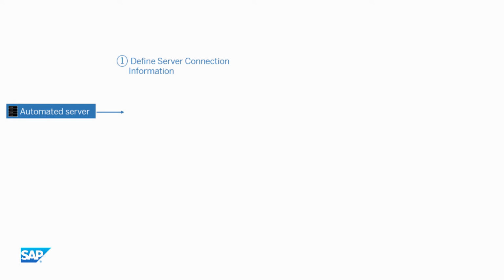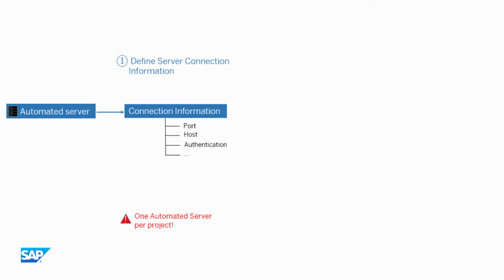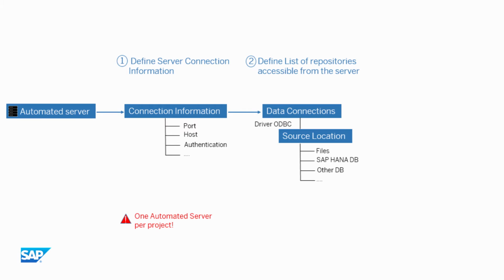Firstly, you define the server connection information. Now this means that you need to enter the connection information of the machine hosting the server. Keep in mind that you need one automated server per project. Secondly, you define the list of repositories accessible from the server. Be aware that the access to data sources and model repositories will depend on the drivers installed on the server.